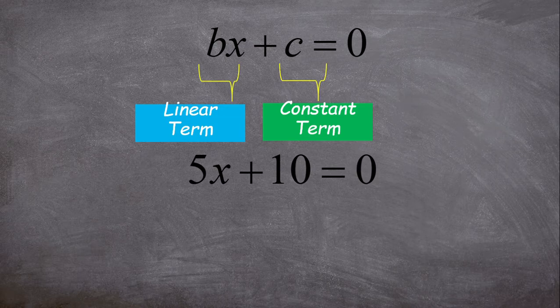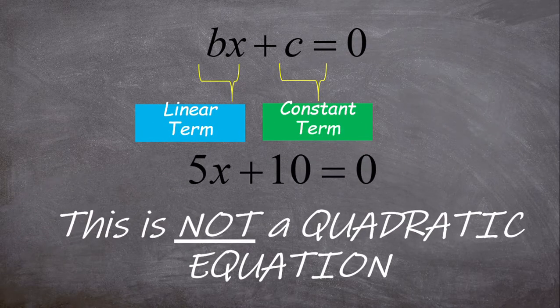But the very important question here is, is this an example of a quadratic equation? The answer is no. This is not a quadratic equation since the quadratic term is missing. So the linear term or the constant can be missing, but never the quadratic term. Now 5x plus 10 equals 0 is an example of a linear equation, but not a quadratic equation.